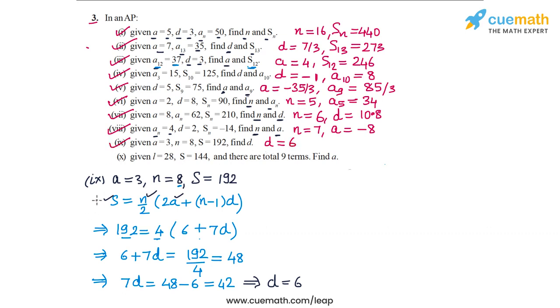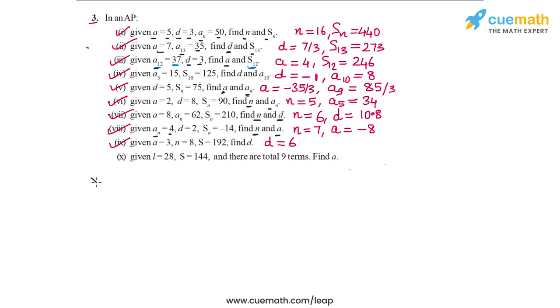Now finally let's do part 10. So in part 10 we are given that L, which must be the last term of the progression, is 28, S, the sum of terms, is 144, and we are told that there are a total of 9 terms, so n is equal to 9, and using this information we have to find a, the first term. So we are going to make use of the relation S is equal to n by 2 times a plus L. We have S, we have n, and we have L. So it should be easy to find a using this relation.